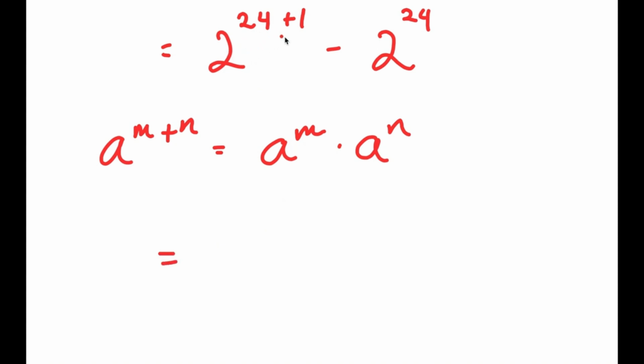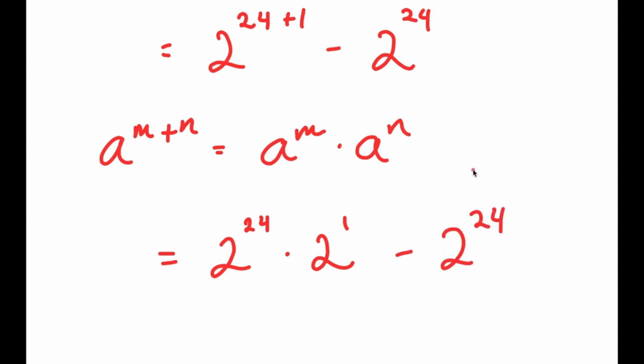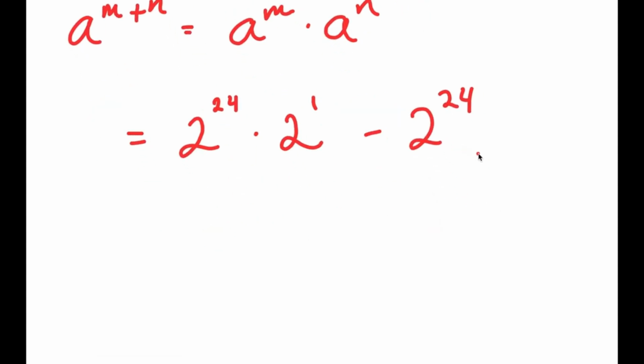So now 2 to the power of 24 plus 1 turns into 2 to the power of 24 times 2 to the power of 1. And I still have this minus 2 to the power of 24. Now, from here, what I'm going to do is factor out 2 to the power of 24, because notice how both of these terms have 2 to the power of 24 in them.